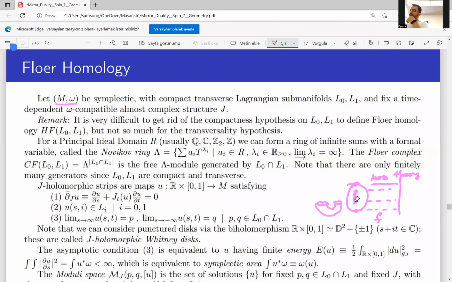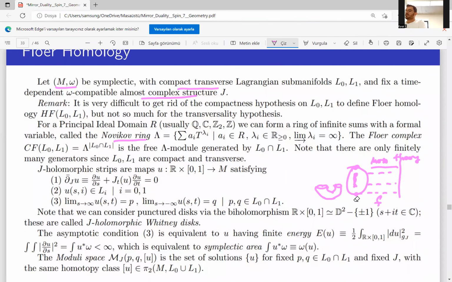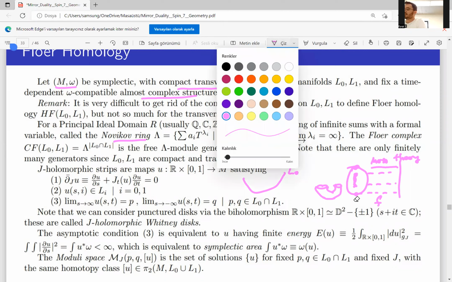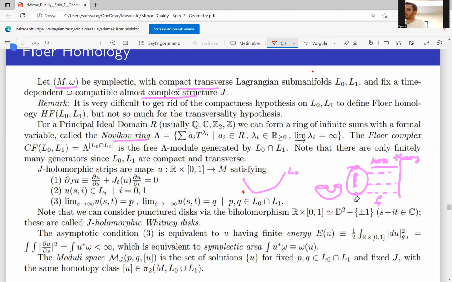If we have the symplectic manifold and you have Lagrangian submanifolds that transversely intersect, we can define the almost complex structure on these spaces. You can define the Novikov ring for this one. Actually, a_i is the intersection point of these Lagrangians. Okay, we have the Lagrangian L0 and we have another Lagrangian L1.